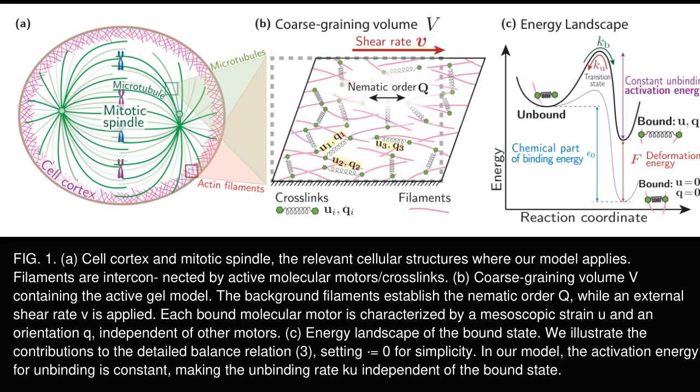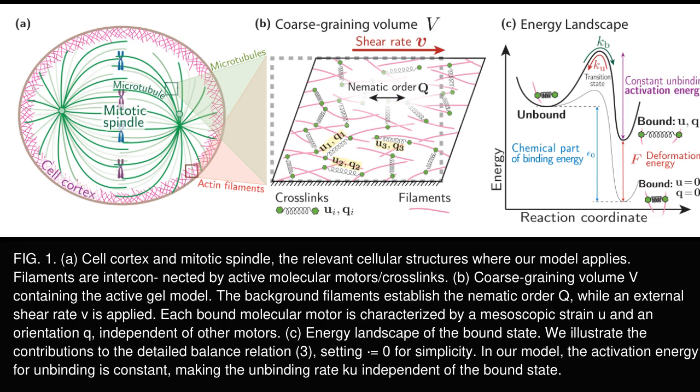Panel A depicts biological contexts where this active gel model applies, including the cell cortex and mitotic spindle, which consist of networks of cytoskeletal filaments interconnected by active molecular motors and crosslinkers. Panel B zooms in on a coarse-grained volume that contains the active gel. Within this volume, the filament network establishes a nematic order, represented by the tensor Q, and the system may be subjected to an external shear rate, V.